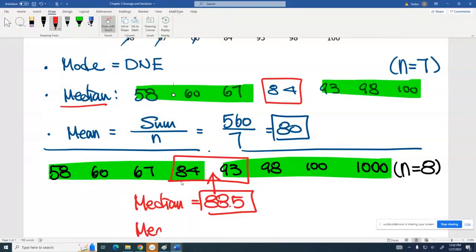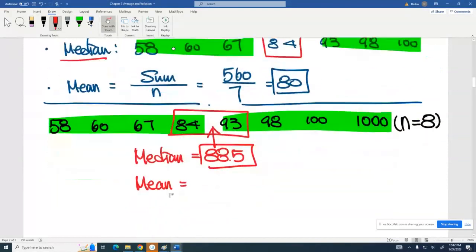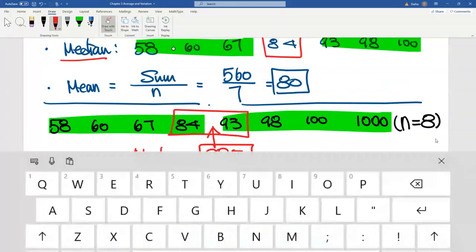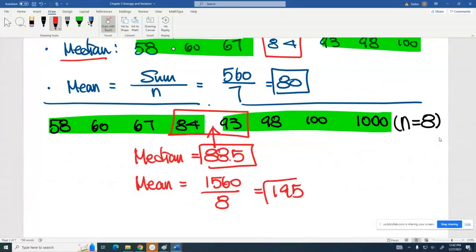How about the mean? We added up to 100. How much was it? 560. I just add one case, 1,000. Then how much will be the sum? 1,560. Yes, thank you. 1,560 divided by how many? 8. Give me the average. 195.